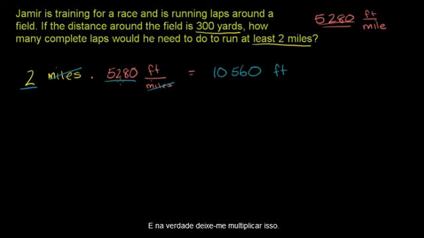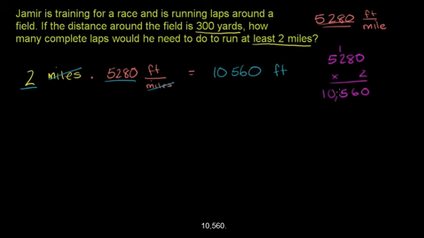And maybe let me actually multiply it out. I did it in my head that time, but that's not always useful. Let me verify for you that 5,280 times 2 is indeed 10,560. So 2 times 0 is 0. 2 times 8 is 16. Carry the 1. 2 times 2 is 4, plus 1 is 5. 2 times 5 is 10. 10,560. So he needs to run 10,560 feet.